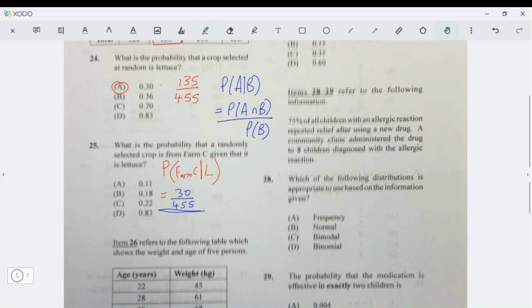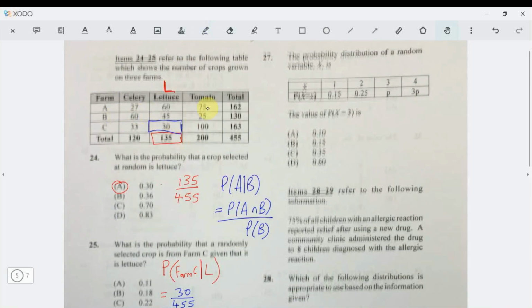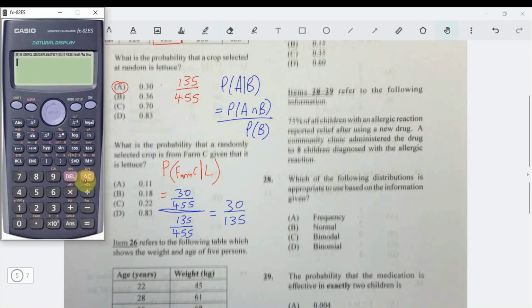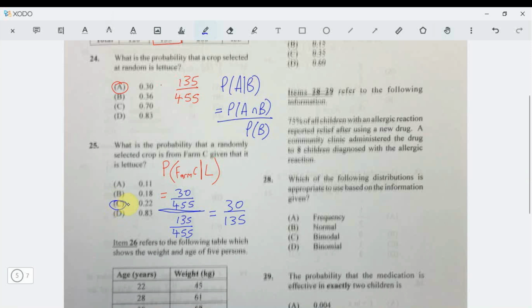The probability of L, let's go back to the table. L, lettuce, 135 over 455. So the answer does work out to be 30 out of 135. And you punch that into your calculator. 30 divided by 135, 0.22222. Option C. Really nice. Easy stuff. Come on, man. Too easy. Nice.